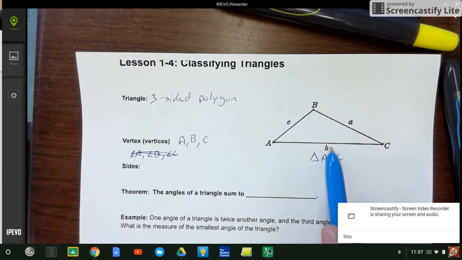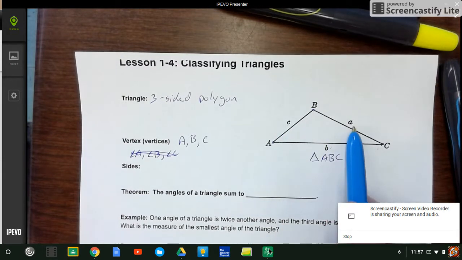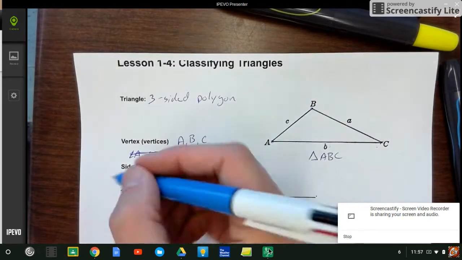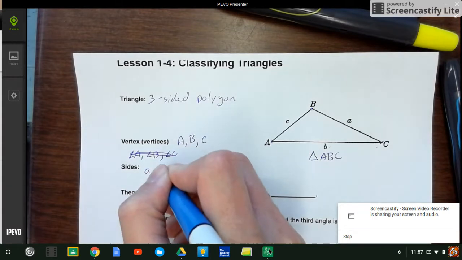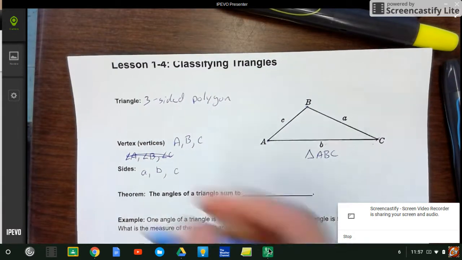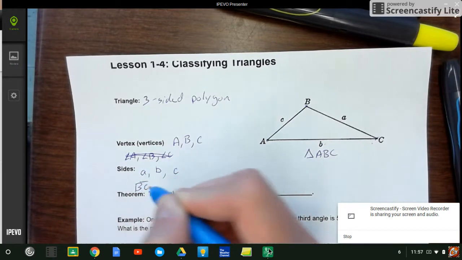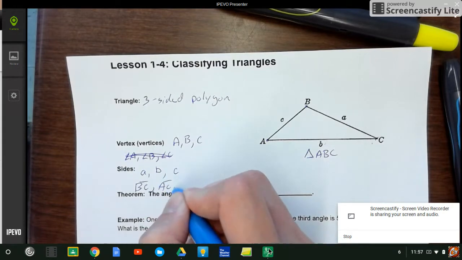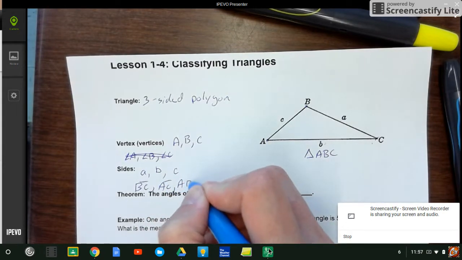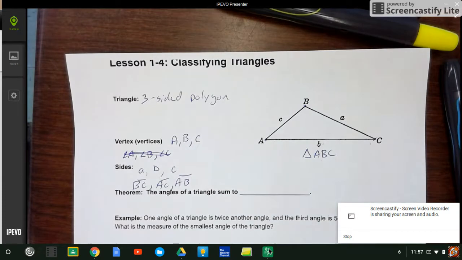The sides are the other pieces here. Notice I labeled the sides in lowercase letters. So the sides are a, b, and c. Or you could say the sides are segment BC, segment AC, or segment AB. So there's 2 different ways to name the sides of this.